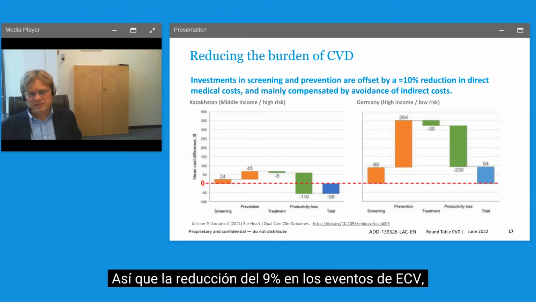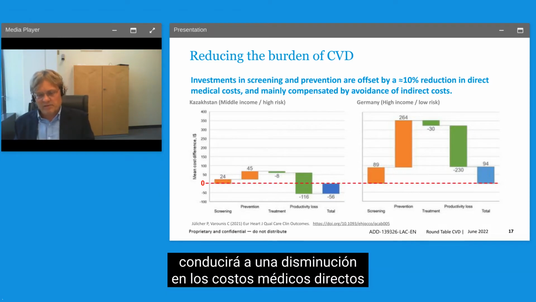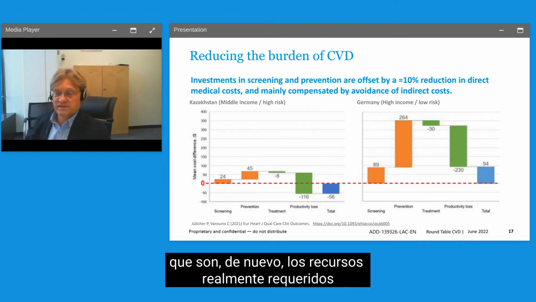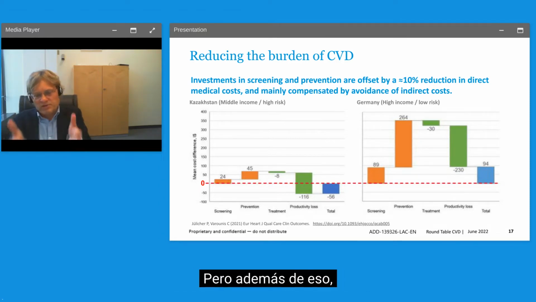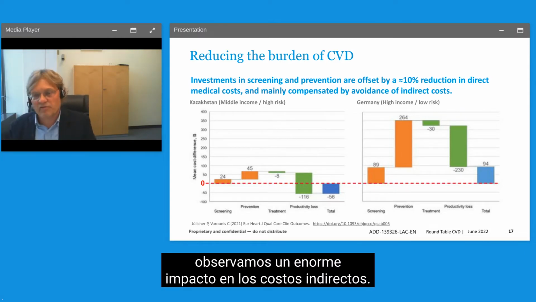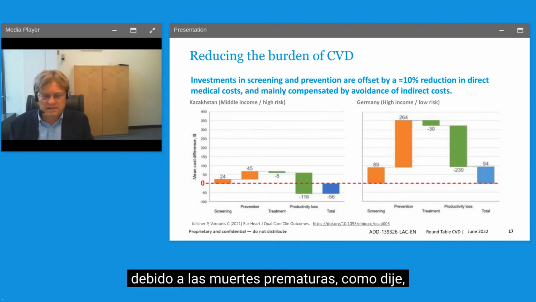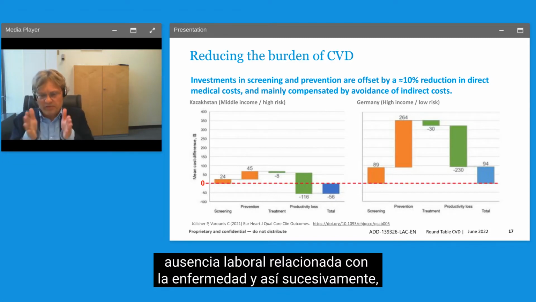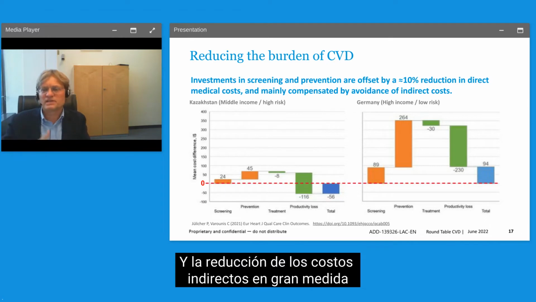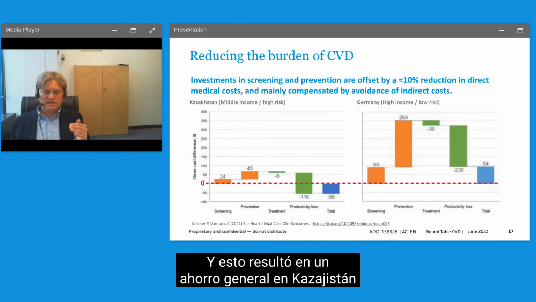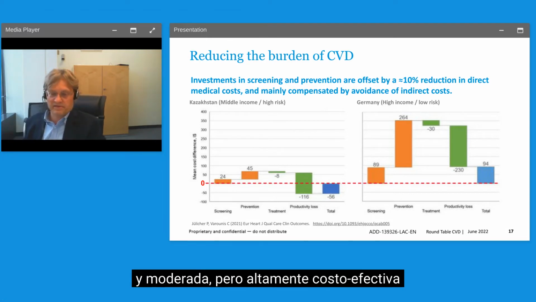And please note the difference in price level between these two countries. So the 9% reduction in CVD events really led to a decrease in direct medical costs, that are, again, the resources required to treat the events. But in addition to that, we observed a huge impact on indirect costs, so the productivity losses here, due to premature deaths, as I said, disease-related absence from work and so forth. And the reduction in indirect costs really largely compensated the investments. And this resulted in an overall saving in Kazakhstan and a moderate but highly cost-effective investment in Germany.